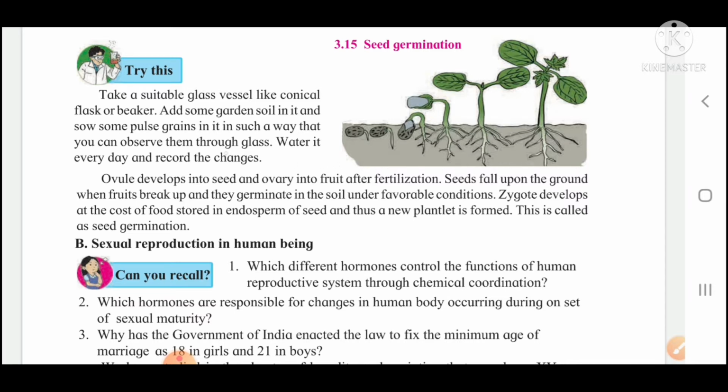Seeds fall upon the ground when the fruit breaks up and they germinate in the soil under favorable conditions. Zygote develops at the cost of the food stored in the endosperm of the seed, and thus a new plantlet is formed. You can see here, this is how the germination of the seed takes place. This is called seed germination. Okay, this is how the germination of seed takes place.